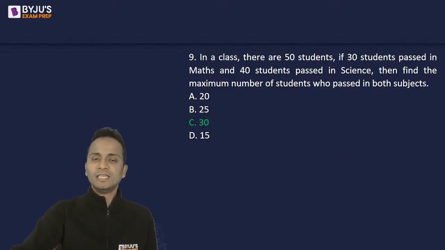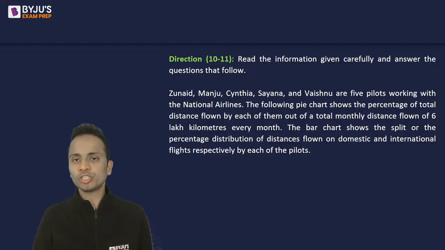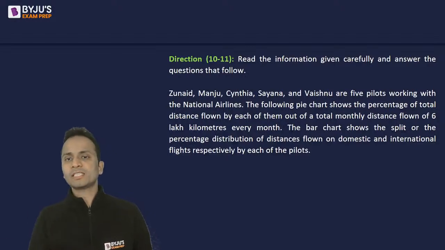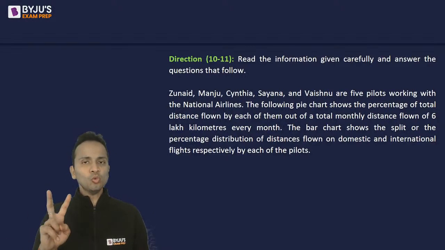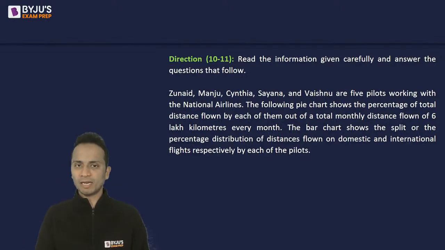Great. Now let's move on to the next question, which is a set of data interpretation. I kept two questions here. Read this information that is given to you. Then on the next slide, there are two graphs which you will see. One is a pie chart and one is a bar graph. Have a look at the information.